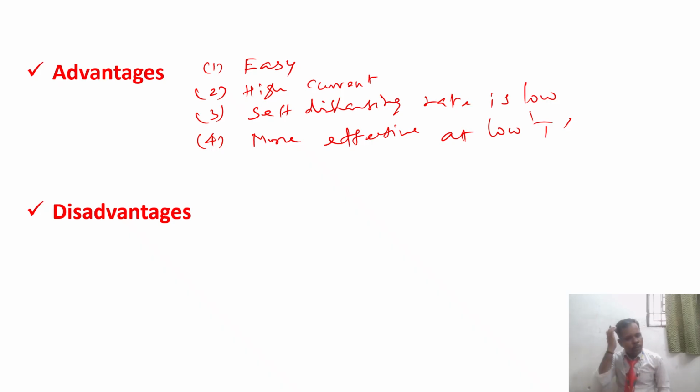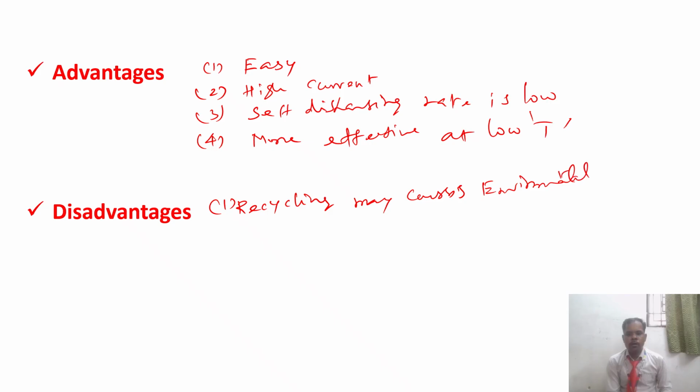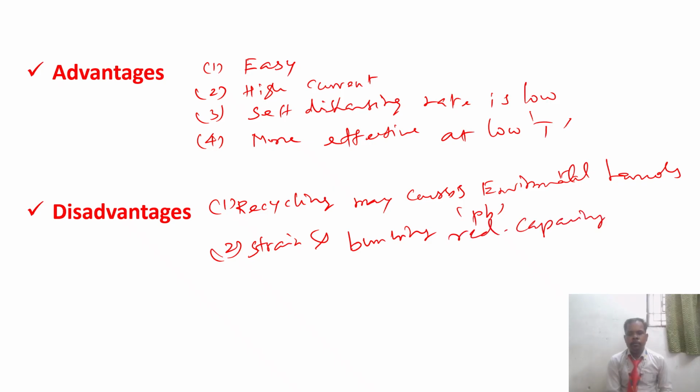Next one, disadvantages. Few disadvantages are only there. So the first disadvantage may be recycling of the battery may cause environmental hazards due to the presence of lead. Then second one, mechanical strain as well as normal pumping reduces the battery capacity. So these are all the disadvantages of the lead acid battery.